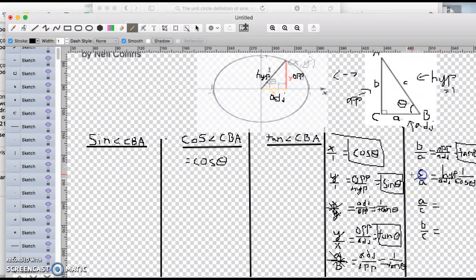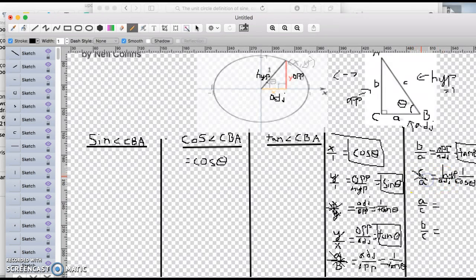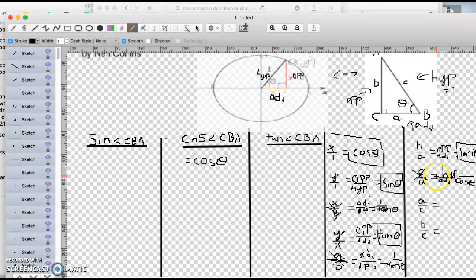So this one, once again, is not going to be any use since we are not using the opposite of cosine. Okay, the next one we're going to try out is A over C, adjacent over C, the hypotenuse.